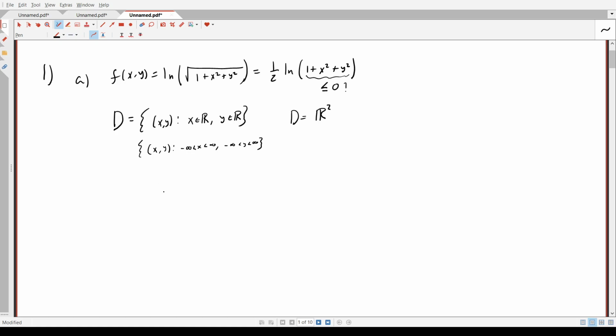Now, what is the range for this function? The range is the set of possible outputs of this function. So what does natural log look like? Natural log as a function of just x, of whatever this is right here, looks like this. Technically, it keeps going up and up off to infinity, and it keeps going down and down to negative infinity.